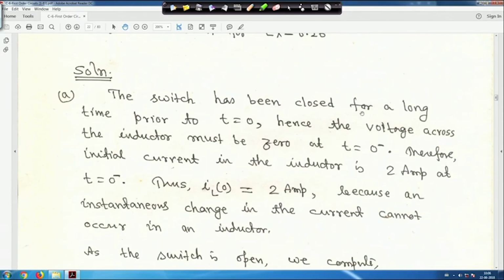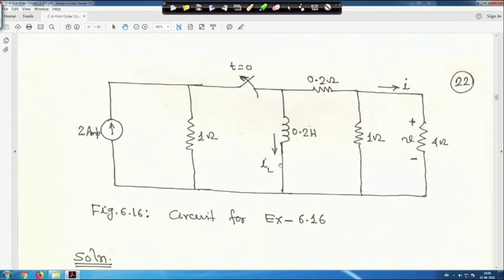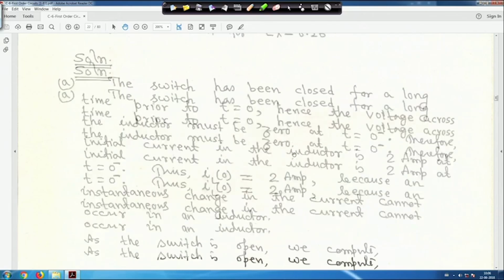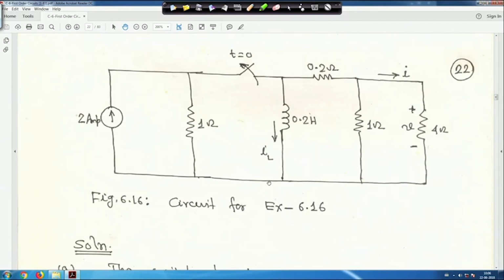So, the switch has been closed for a long time and hence the voltage across the inductor must be 0 at t equal to 0 minus, because it will act as a short circuit. And therefore, the initial current in the inductor is 2 ampere at t equal to 0 minus, that is IL(0) is equal to 2 ampere.